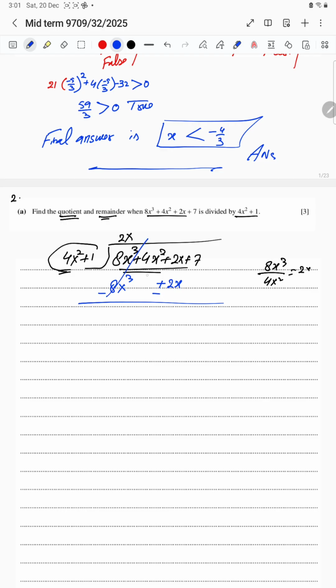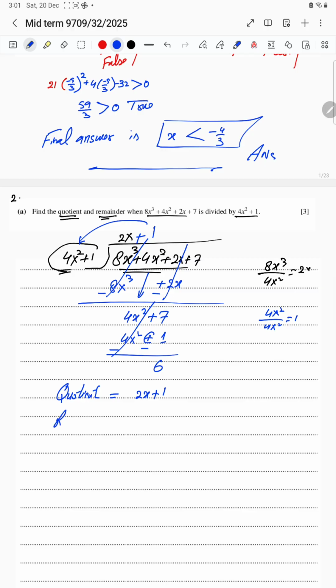Here it's cancelled. Again you write the next term, 4x square, and this cancels as well, plus 7. Now 4x square divided by 4x square will get 1. So write plus 1 here and multiply with this. We will get 4x square plus 1. So change the sign, this cancels, and we get 6. No more further division is possible. So it means your quotient is 2x plus 1, and the remainder, what is left, is 6. I hope it is clear.